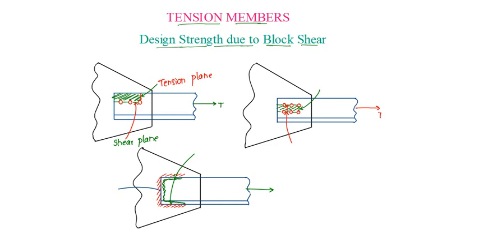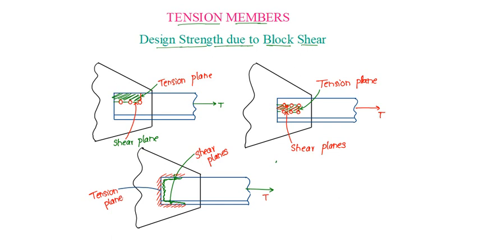In this case, if load is applied in this direction, the parallel planes are shear planes and perpendicular plane is tension plane, and this part of the block gets separated. In case of weld also, along the load direction are called shear planes, and perpendicular to the load, tension plane exists.